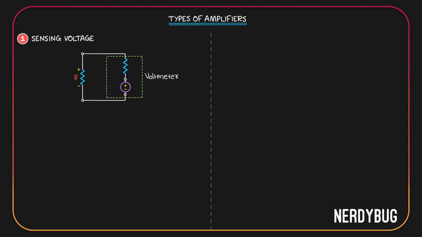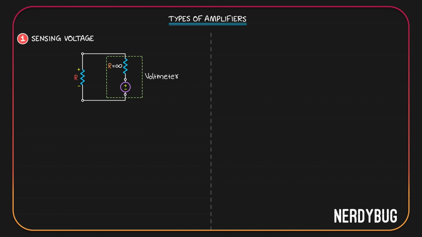Out of that current, ideally, nothing should flow through our voltmeter. Why? Because if some part of this current flows through this resistance, then some of this potential will be dropped across this resistance. So none of this current should flow through our voltmeter, which means resistance of the voltmeter should be infinite.